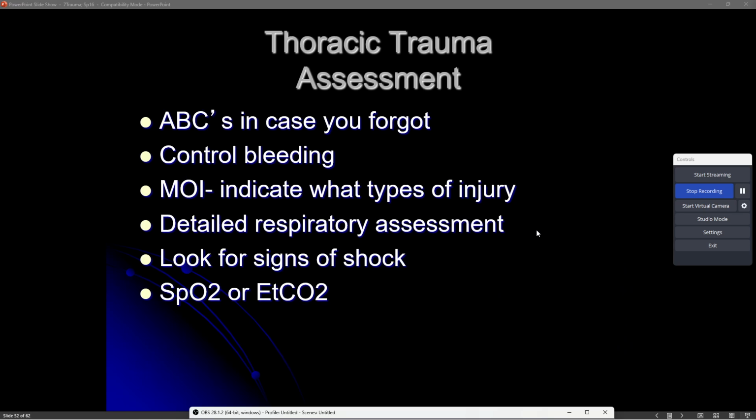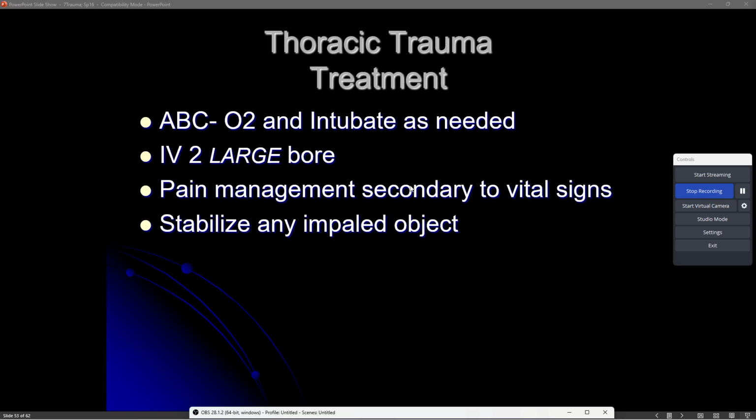So how do we do an assessment? It's real simple. ABCs or ABCDE, okay? Control your life-threatening bleeding. We're looking for MOI, detailed respiratory assessment. Already did that in ABC. Look for signs of shock, SpO2, ETCO2, or end-tidal CO2. Are you breathing? Is your airway open and clear, maintainable? What's your rate, depth, and ease? Circulation? What's your rate, rhythm, quality? Those are the things that I need you to assess for and look at.